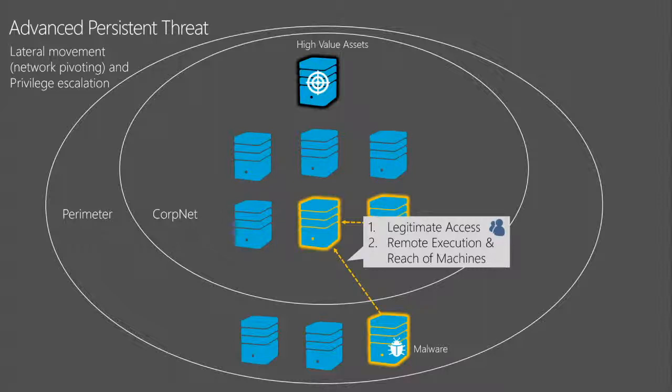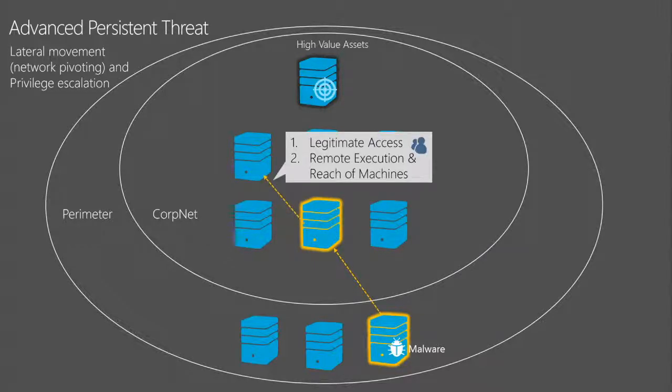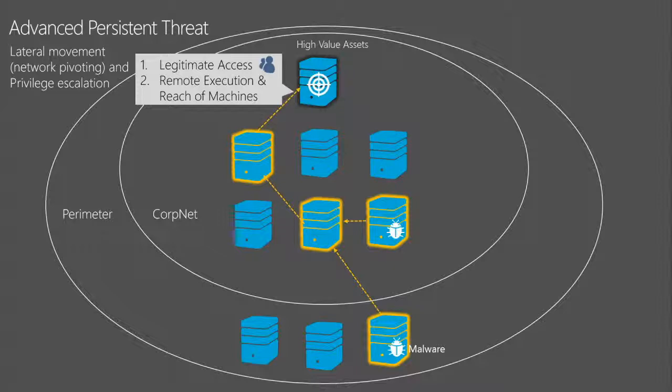And so, they will execute remote execution and get to another machine, and they just repeat their pattern there. Again, once they land there, patiently, they take the credentials again on that box, and do another round of network enumeration. See who is talking to who. And very patiently, over weeks, sometimes months, they get to, eventually, their target asset.